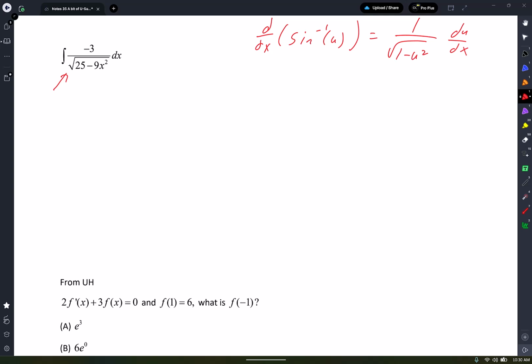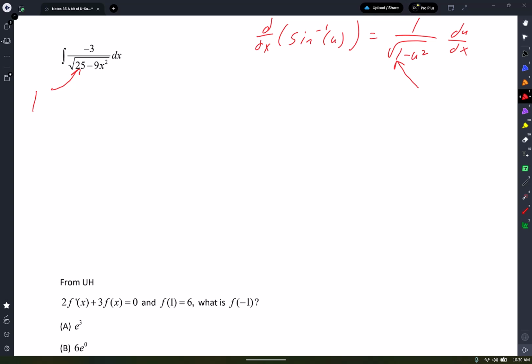So here's what I want. You see that 1? I want that 25. It's not an ugly number, but I want that 25 to be a 1. So you're gonna have to use a little bit of algebra.